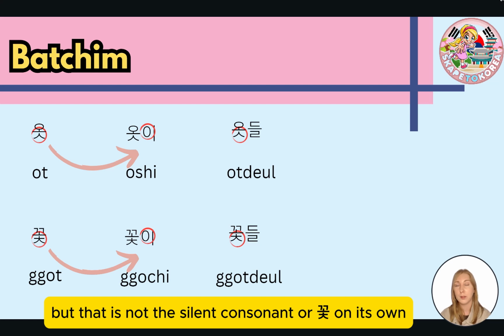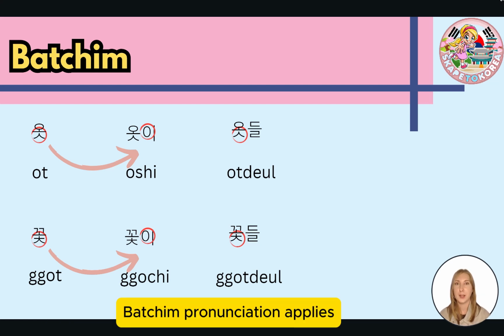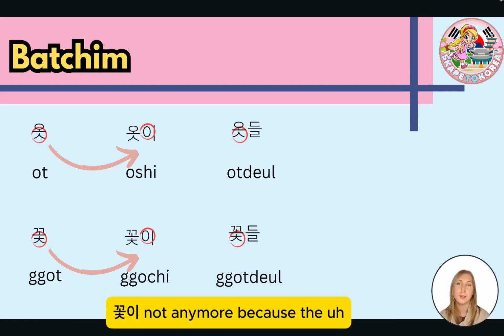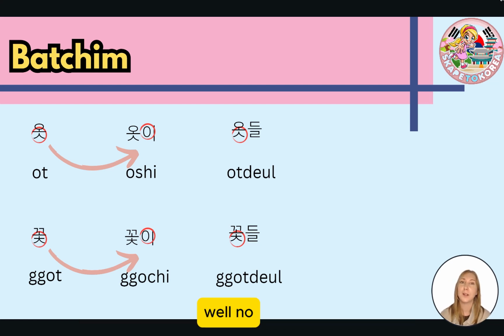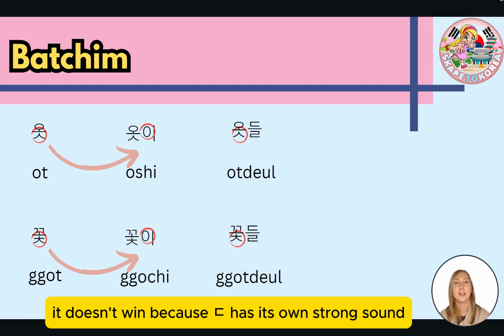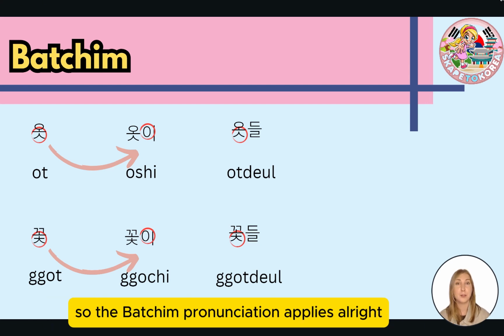So 곧 on its own, the 받침 pronunciation applies. 고치, not anymore, because the 받침 wins against the silent consonant. And 곧들, well, no, it doesn't win because 티귿 has its own strong sound, so the 받침 pronunciation applies.